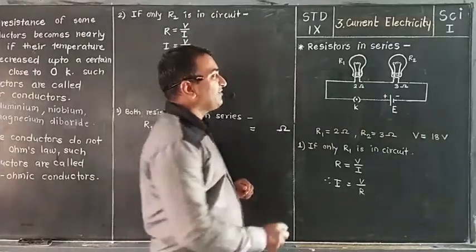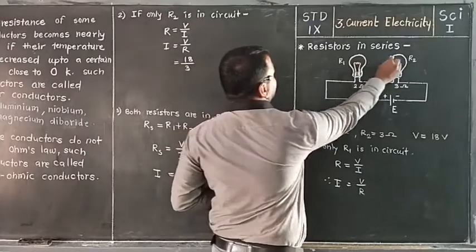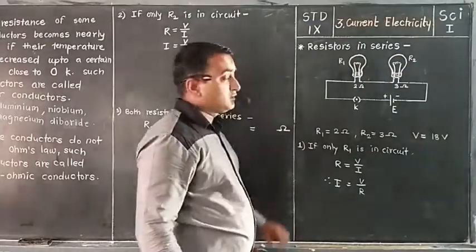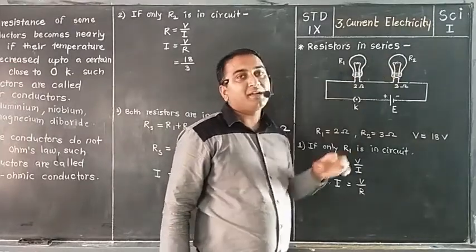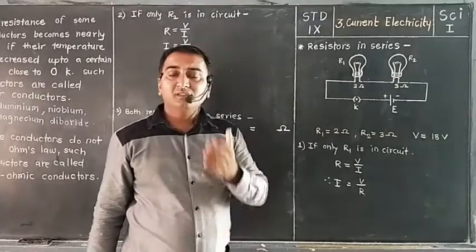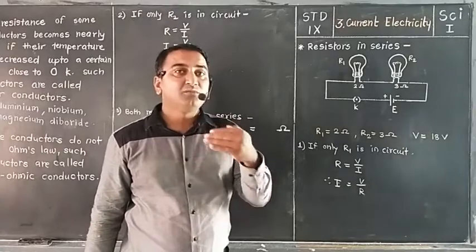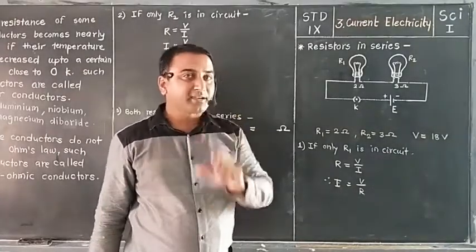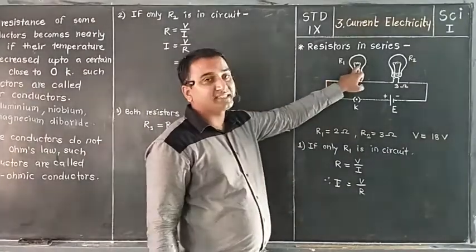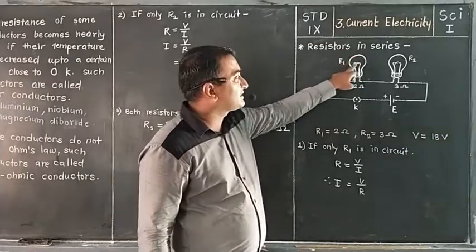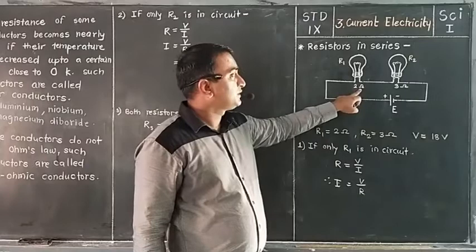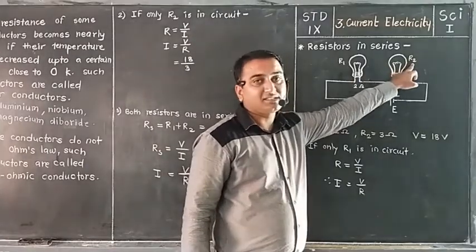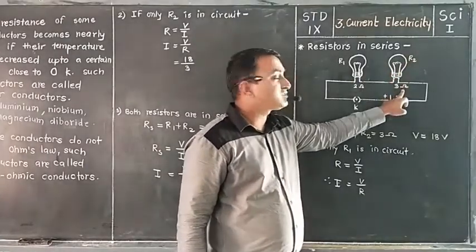See, I am having two bulbs. This is bulb number first, this is bulb number second. Here we are having a filament, and the filament is made up of a metal which has a little more resistance, or a semiconductor. It is of tungsten. Then R1 is the resistance of the first bulb, and that is 2 ohm. And R2 is the resistance of the second bulb, that is 3 ohm.